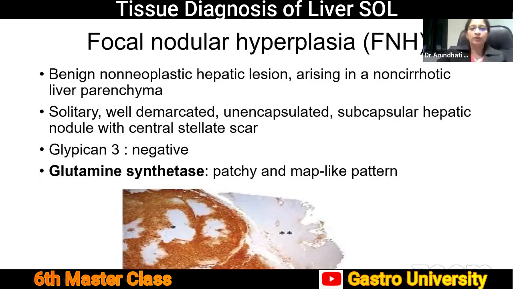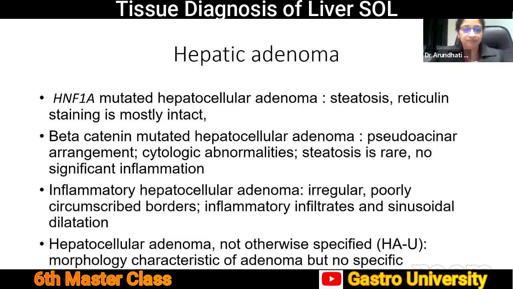So now that we've spoken about the IHC markers that are useful in differentiating benign hepatocytic lesions from the malignant ones, this is a pictorial image of a focal nodular hyperplasia where you see a very patchy map-like staining of glutamine synthetase, whereas glypican-3 will be negative in this condition. So this is a useful combination to differentiate it from a tumor.